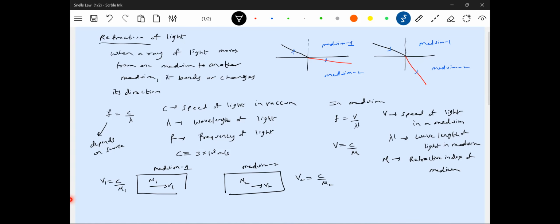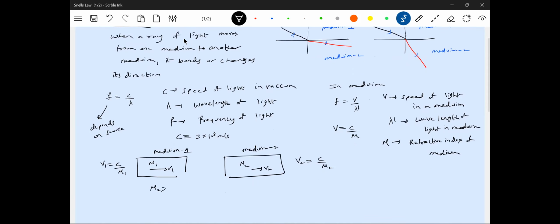Then let me put a condition: mu2 greater than mu1. Mu2 greater than mu1 means v2 less than v1. So the speed of light is more in the first medium. So this medium 1 is said to be rarer, and medium 2 is going to be denser. On what basis? On just this condition.